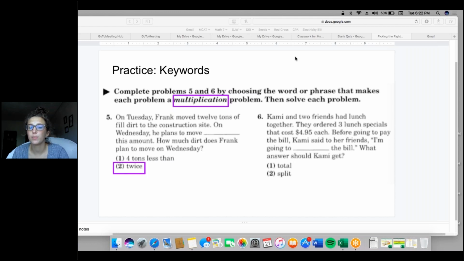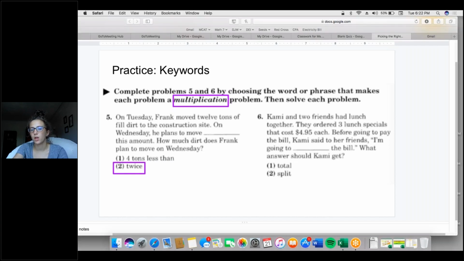If I'm multiplying, it should be getting bigger. If it's $4.95 each and there's 3 people, that's the same thing as adding $4.95 3 times or multiplying it by 3, which means she needs to total the whole thing together.